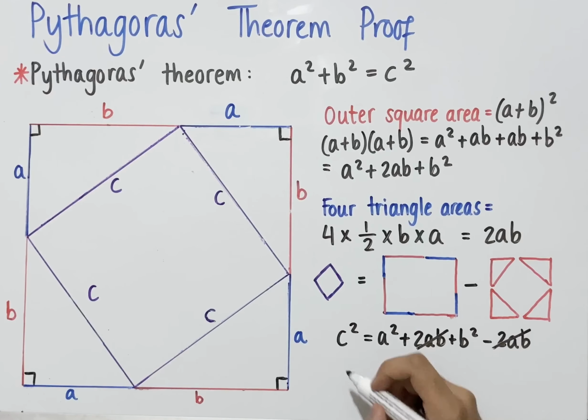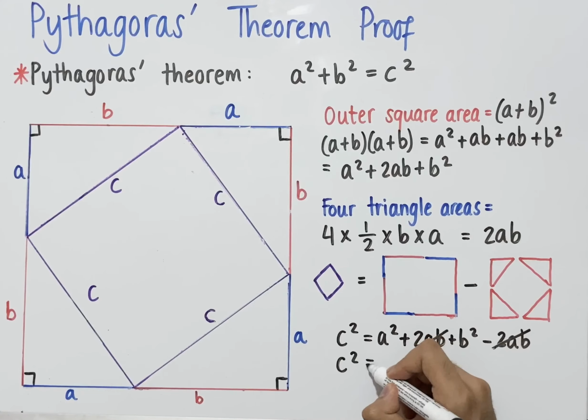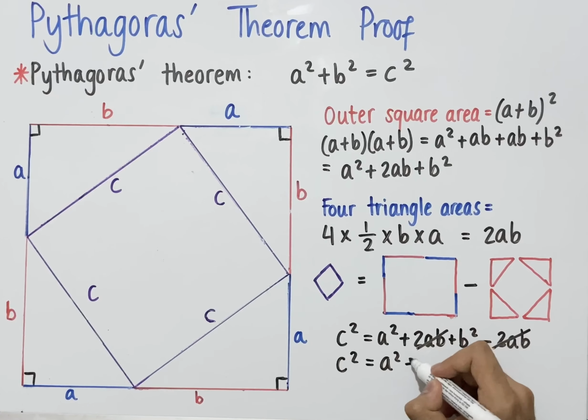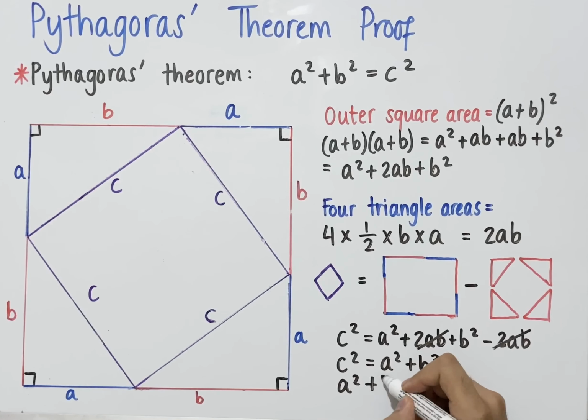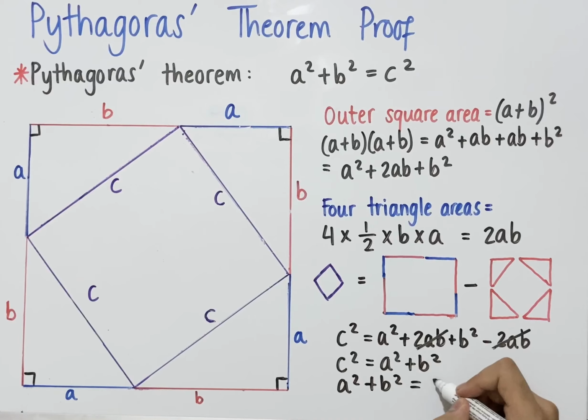And so we see that positive 2ab and negative 2ab cancel. And so we're left with c squared equals a squared plus b squared, which in other words can be written as a squared plus b squared equals c squared. And we've proved Pythagoras' theorem.